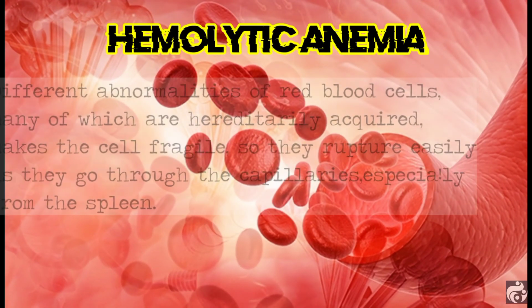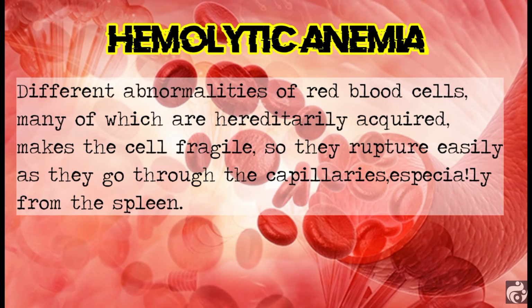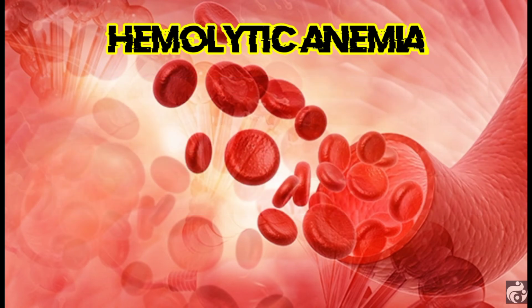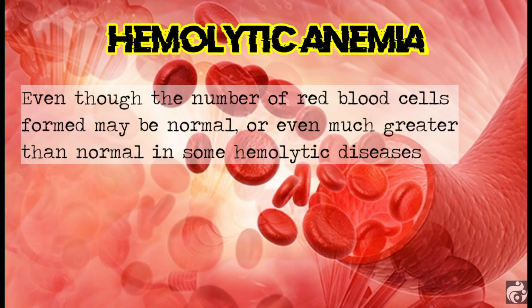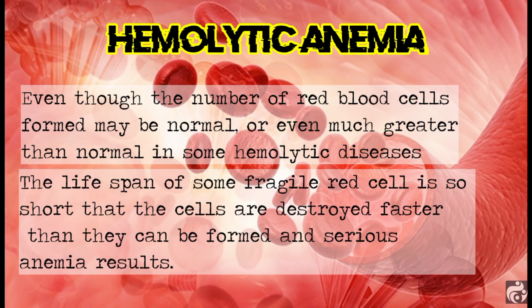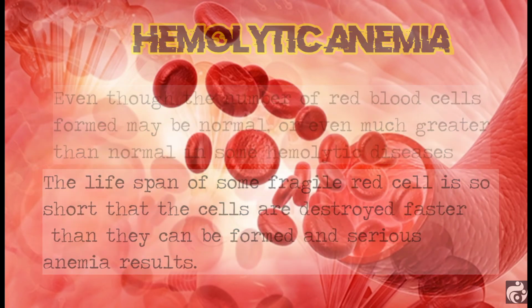Hemolytic anemia. Different abnormalities of red blood cells, many of which are hereditarily acquired, make the cell fragile, so they rupture easily as they go through the capillaries, especially from the spleen. Even though the number of red blood cells formed may be normal or even much greater than normal in some hemolytic diseases, the lifespan of the fragile red cell is so short that the cells are destroyed faster than they can be formed, and serious anemia results.